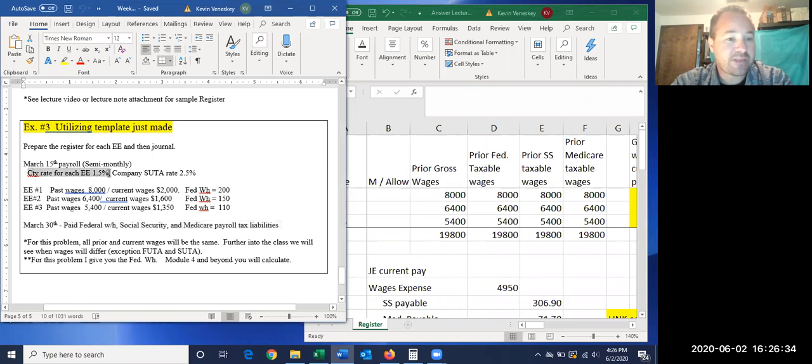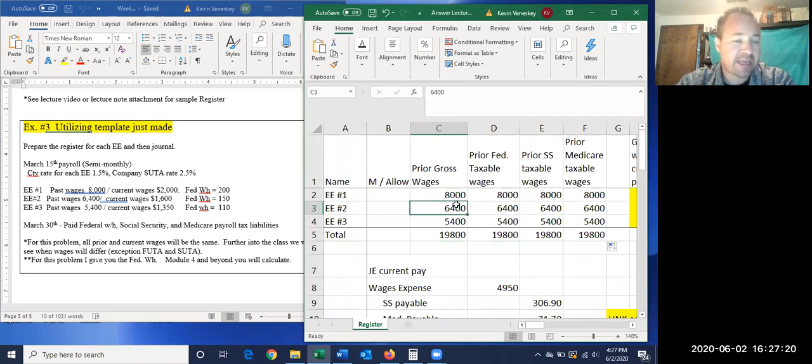It gives us the rates that we need because these are the amounts that are going to change per employer or per employee. So these two things we have to fill into our register. Also, it gave us this for now. We will calculate the federal withholdings later on in the semester, but for right now, it gives us the amounts. And for this problem, the prior and current wages, basically what I'm saying is nothing has changed throughout the year. What they're making now is what they've made before. And then it gives us the federal withholdings. Okay, let's go ahead into our payroll register.